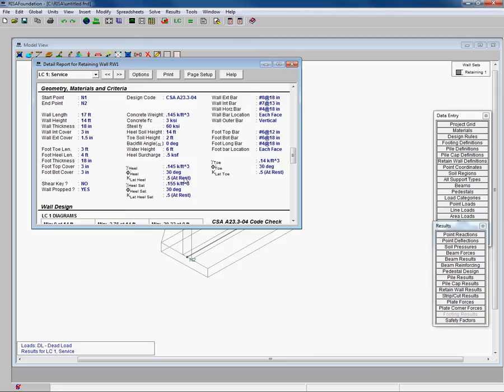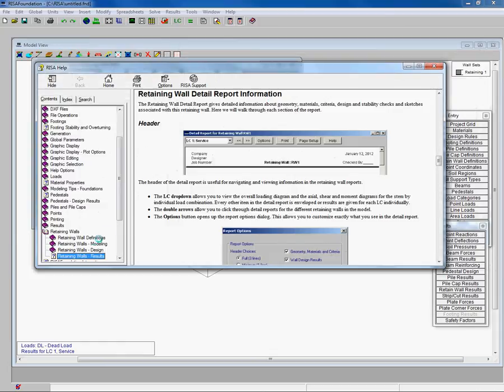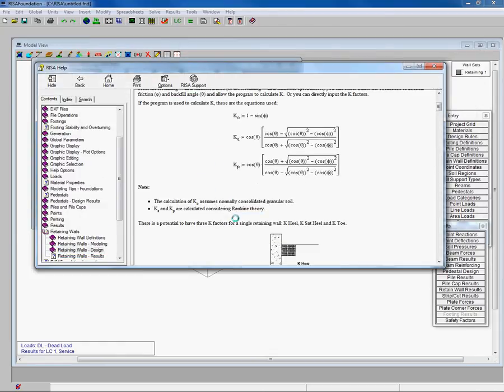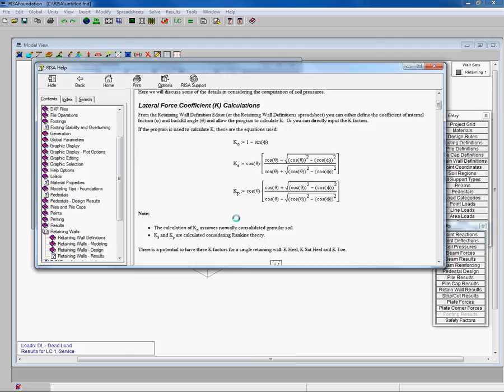If we go into the help file and take a look at the retaining wall's design topic, we can see where these K factors are calculated and how they're calculated. And it's based on the coefficient of internal friction of the soil and the backfill angle of the soil. And here we can see that we are using Rankine theory for our K sub A and K sub P active and passive coefficients. So that's the assumption that is made when we're calculating these K factors.